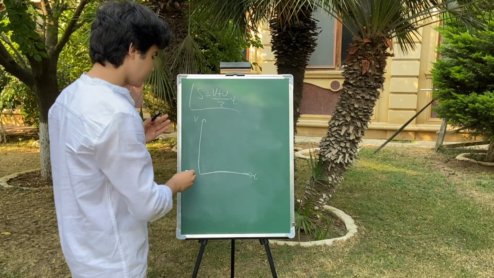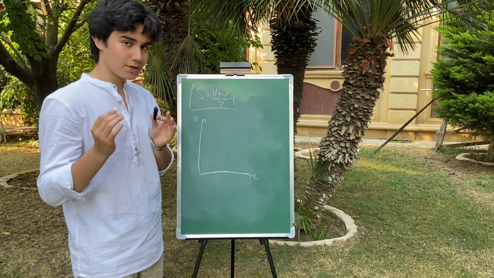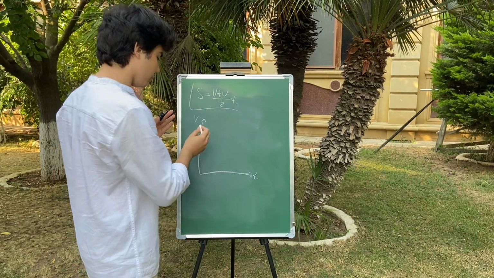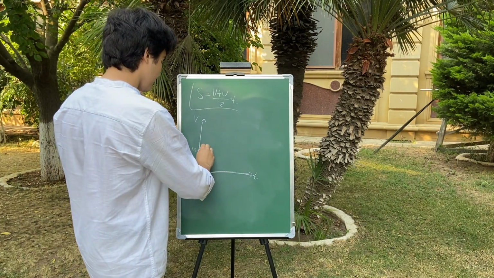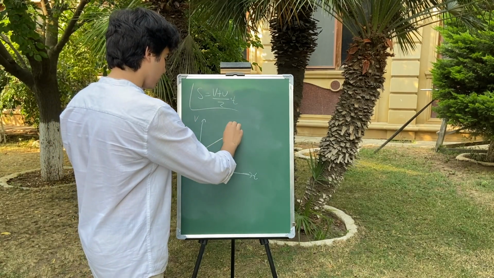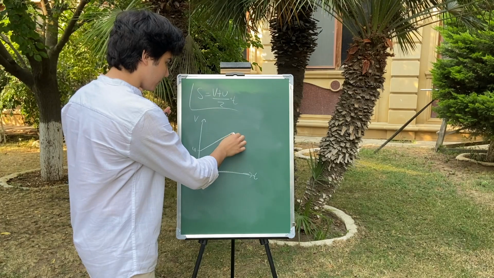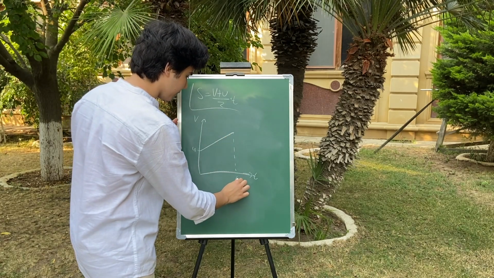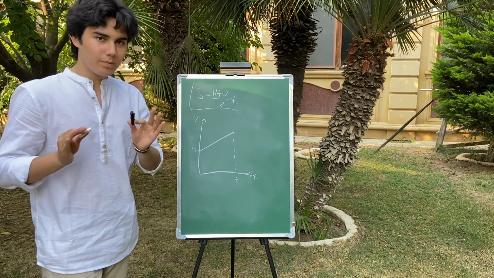Here we have our velocity, and suppose we start off from some velocity called u. This is our initial velocity. And then we have a uniform acceleration, which increases our velocity at a constant rate. And suppose we stop at time t. Now, what will be my displacement?